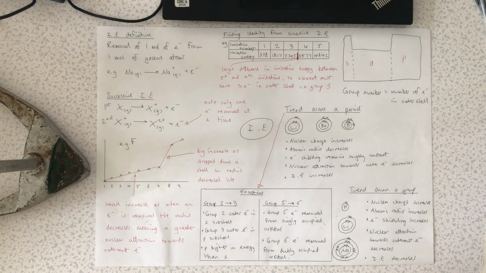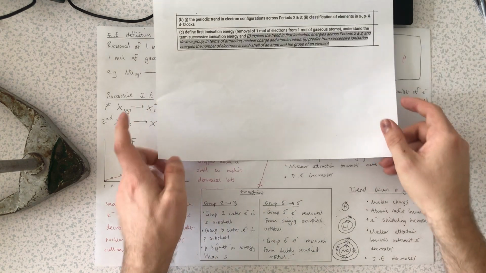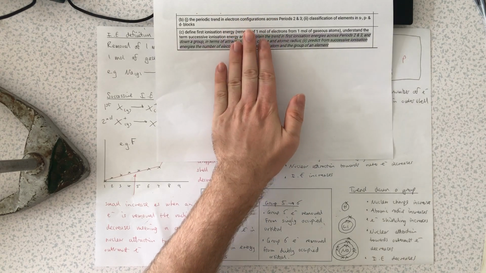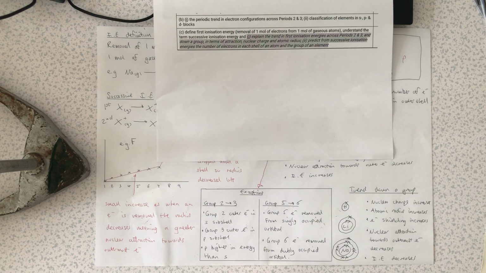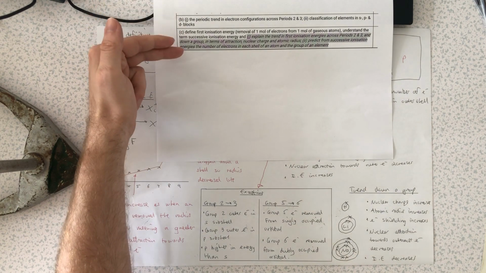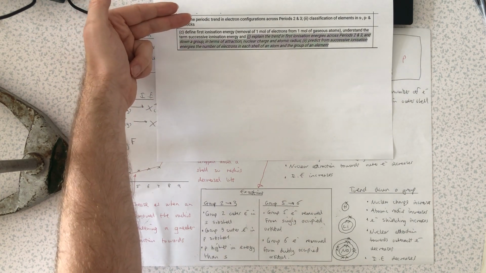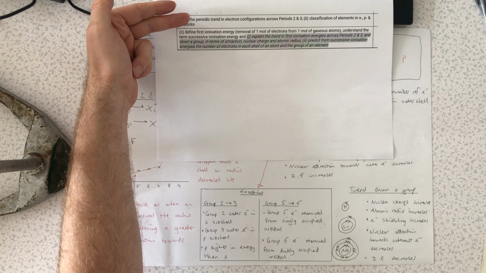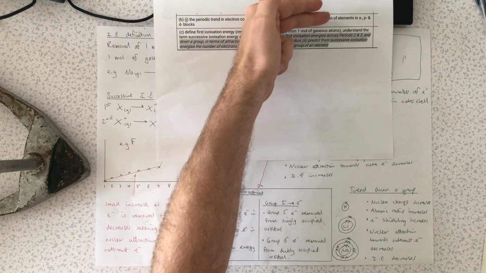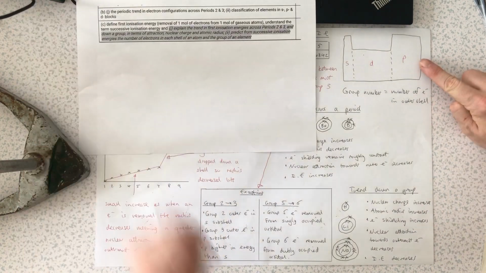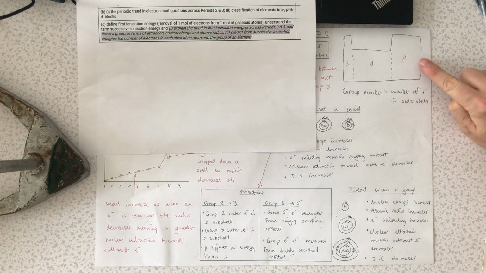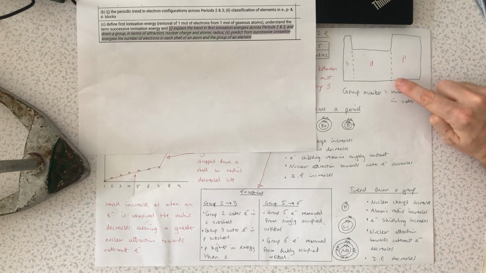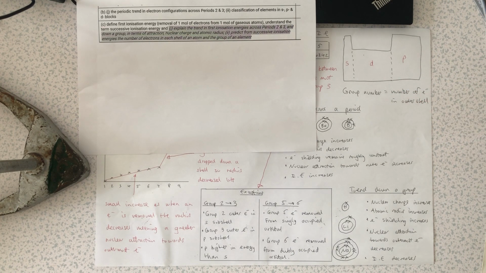How did I make this mind map then? So I've got my independent study checklist from the bottom of the independent study, and literally just one at a time I went through these bullet points. So periodic trend in electronic configuration and classification of s, p and d. Well, you can see that's this little bit over here. That's quite a short bit of work. And you'll notice I've included a little diagram of the periodic table.